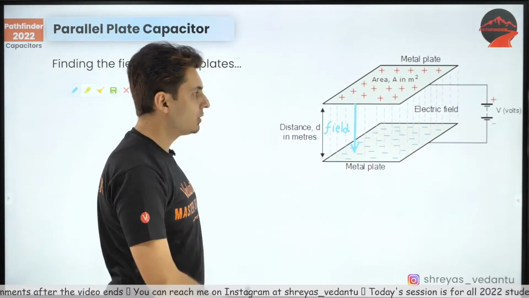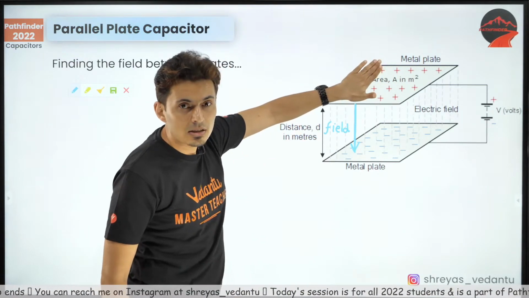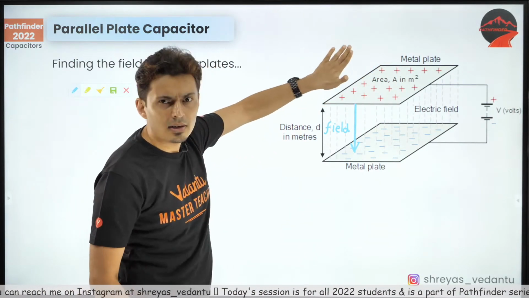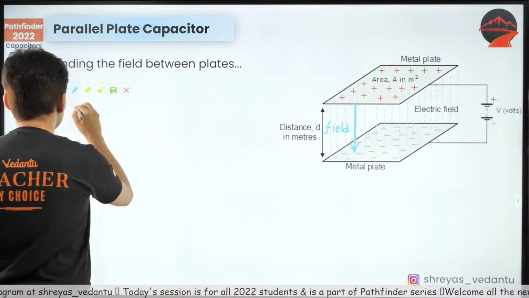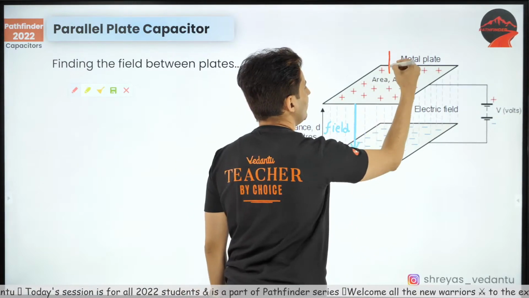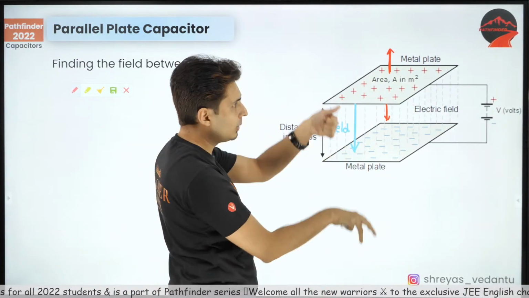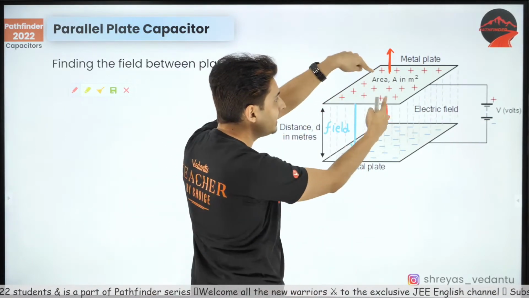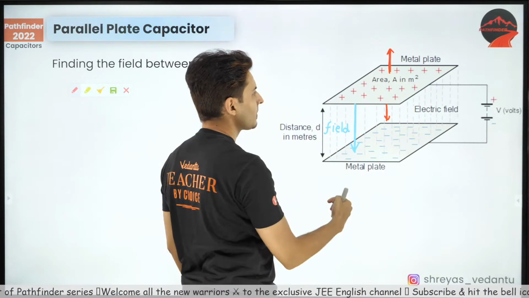Now, my question to you guys is this. Because of this positive charge, it's a plate, right? At the end of the day, there will be fields in both the directions. One will be outwards like this and one will be again outwards like this, away from it. This is the field because of this positively charged plate.